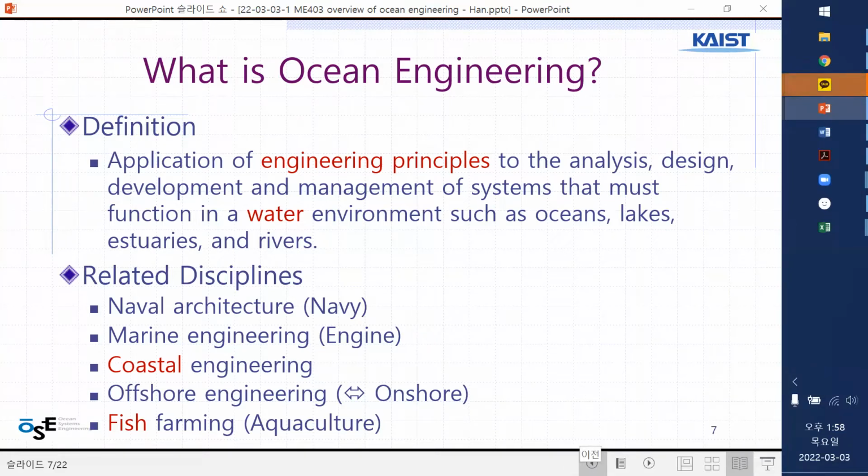Coastal engineering is the engineering for the coast near the shore, ports. Offshore engineering is the opposite of onshore engineering. Onshore is land-based. Offshore is far away at sea, and fish farming, another name for which is aquaculture.